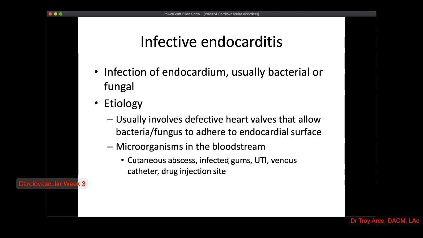Infective endocarditis is infection of the endocardium. It's usually bacterial or fungal. And how does it start? It usually involves defective heart valves that allow bacteria and fungus to adhere to the endocardial surface. Sources include microorganisms in the bloodstream, cutaneous abscess, and infected gums. Wow, infected gums. So definitely stay on top of your dental work, get your cleanings. UTI and venous catheters can actually cause it. I would consider that an iatrogenic cause, and a drug injection site.